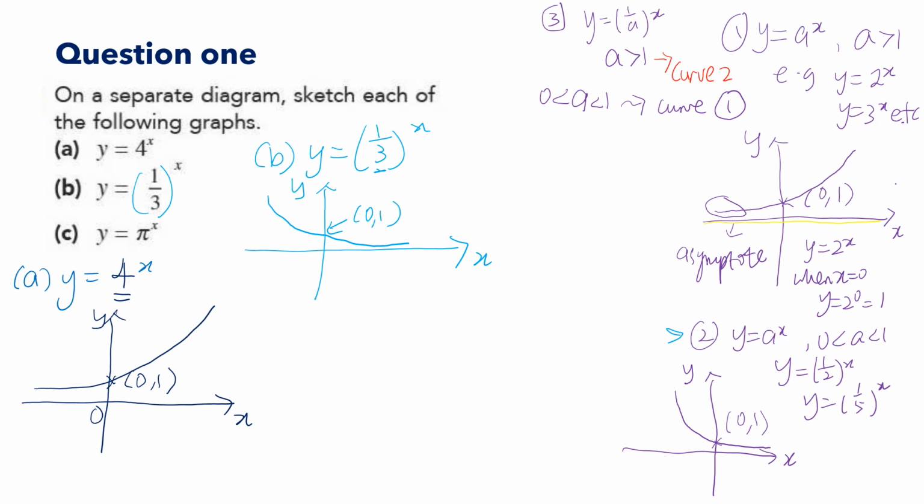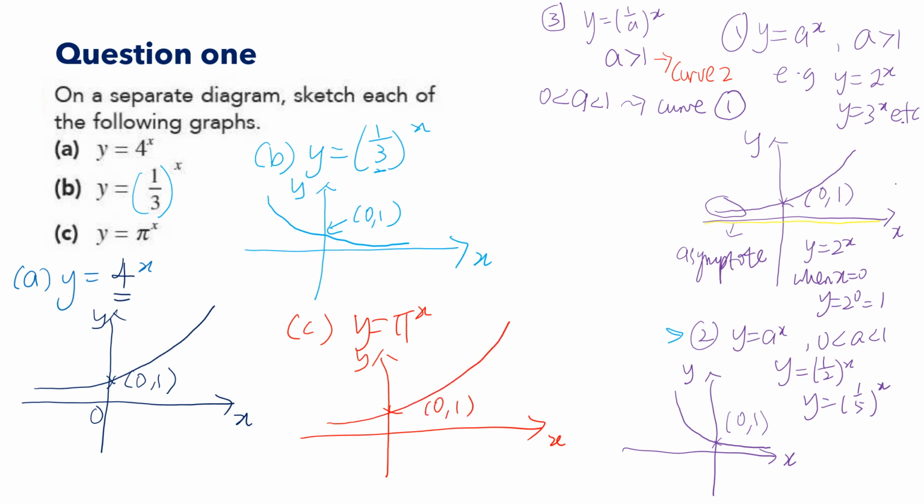Alright, let's look at part C. Part C, y is equal to pi to the power x. Now we all know that pi is estimated to be 3.14. So 3.14 is more than 1. So therefore you'll be getting the first type of curve where your x increases, your y also increases.